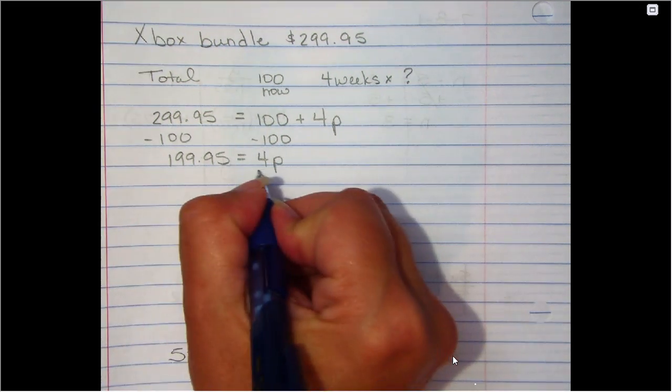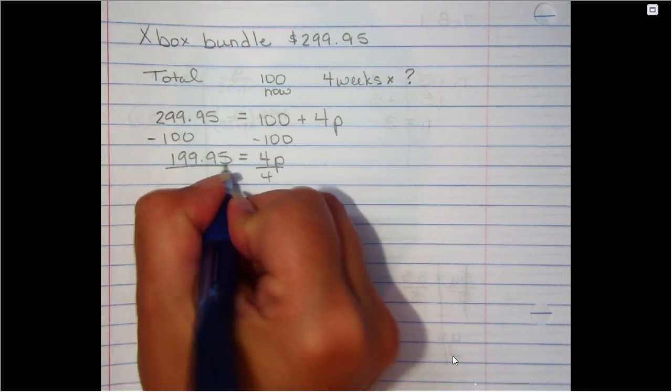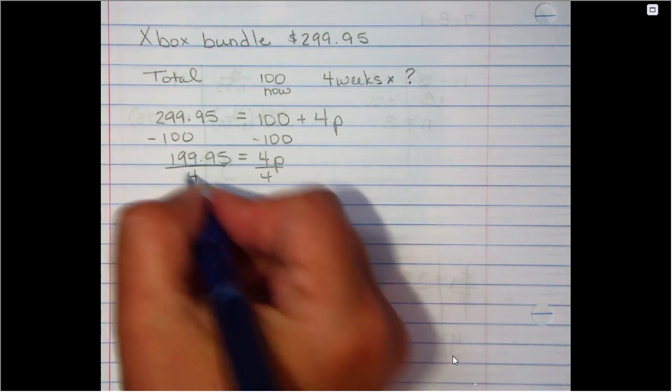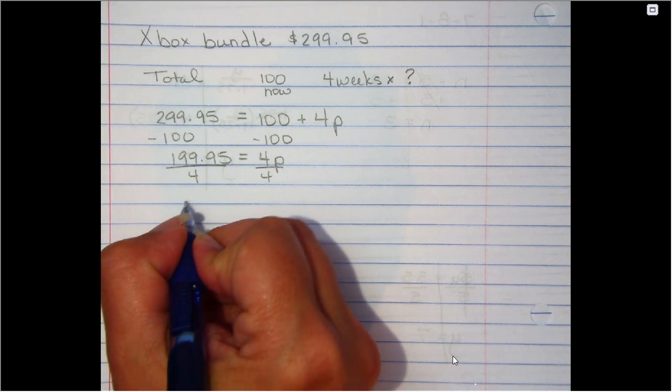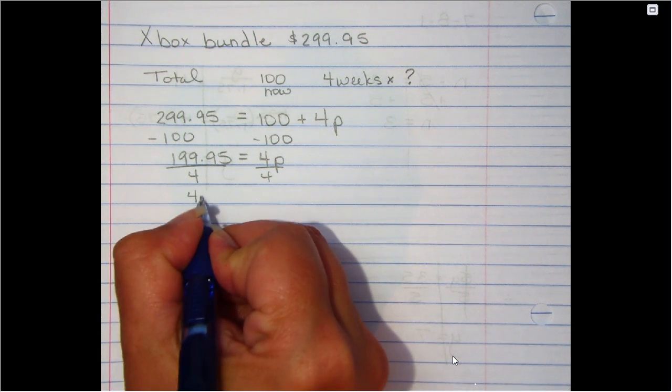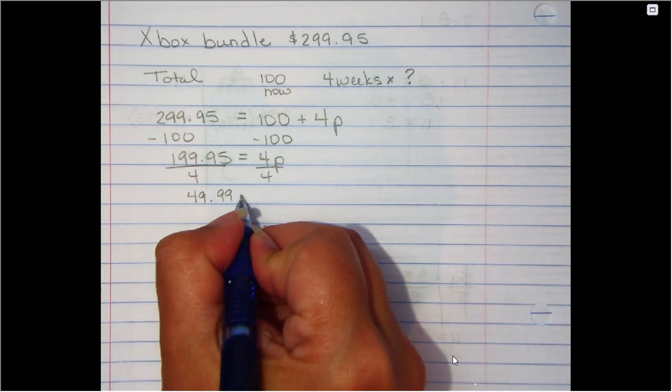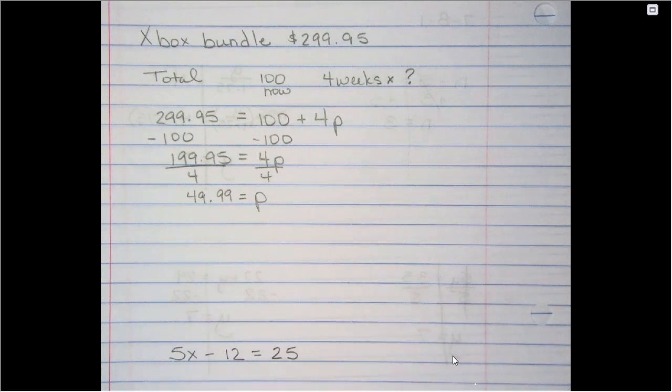So I'm going to divide both sides by 4. And I'm going to get 49.99 is the payment. So he can short me a penny every single week of that $50 that I estimated, and he will have plenty of money to pay his Xbox.